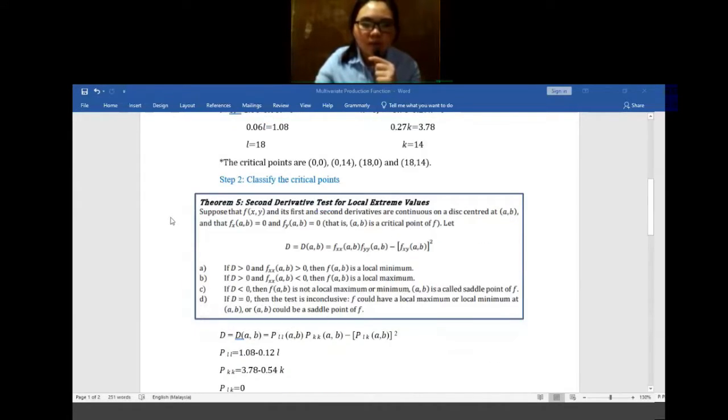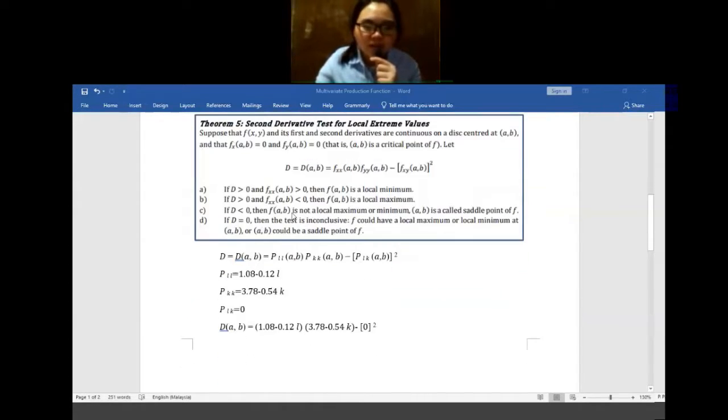Next, we need to base on Theorem 5 to classify the critical points. If D is greater than 0 and the second derivative of f is greater than 0, then the function f has a local minimum. If D is greater than 0 and the second derivative of f with respect to x is less than 0, then the function f has a local maximum. If D is less than 0, then f has neither a local maximum nor minimum. The point is called a saddle point. And if D is equal to 0, then the test is inconclusive.